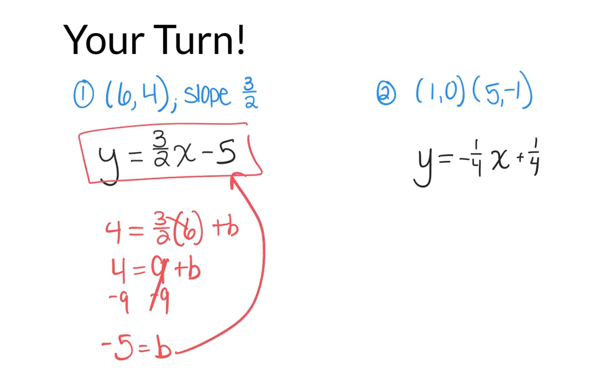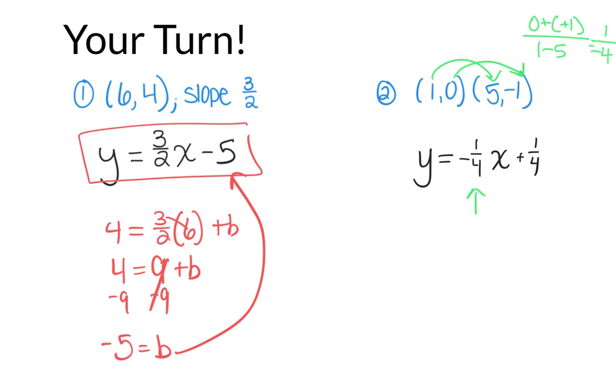All right, and then on the second problem, we had to start by finding our slope. So I'm going to go this way, 0 minus -1. That's my change in y, and then my change in x is going to be 1 minus 5. And so I get a slope of 1 over -4. And so that's where this came from.